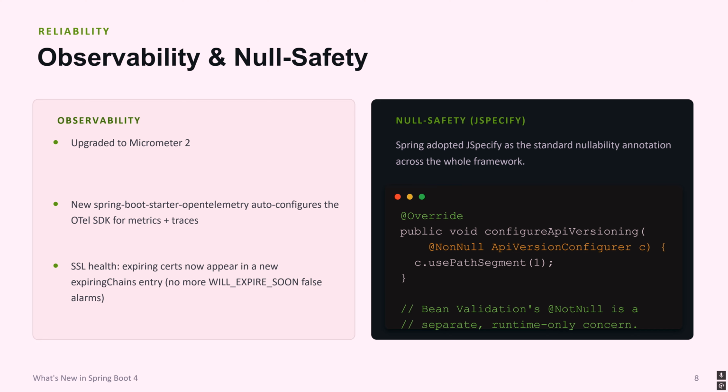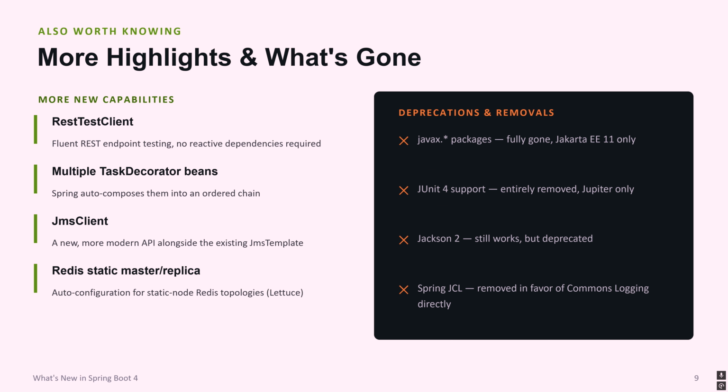The last big thing is observability and null-safety. Spring Boot upgraded to Micrometer 2, and also the Spring Boot starter for OpenTelemetry auto-configures the OTel SDK for metrics and traces. So this is another new refactoring. And then there is null-safety with JSpecify. This one might be a bit confusing, because from Hibernate Validator we can use the NotNull annotation for validation. This one is different. This one is especially for the IDE, for compile-time correction. Okay, those are the major changes in Spring Boot version 4.